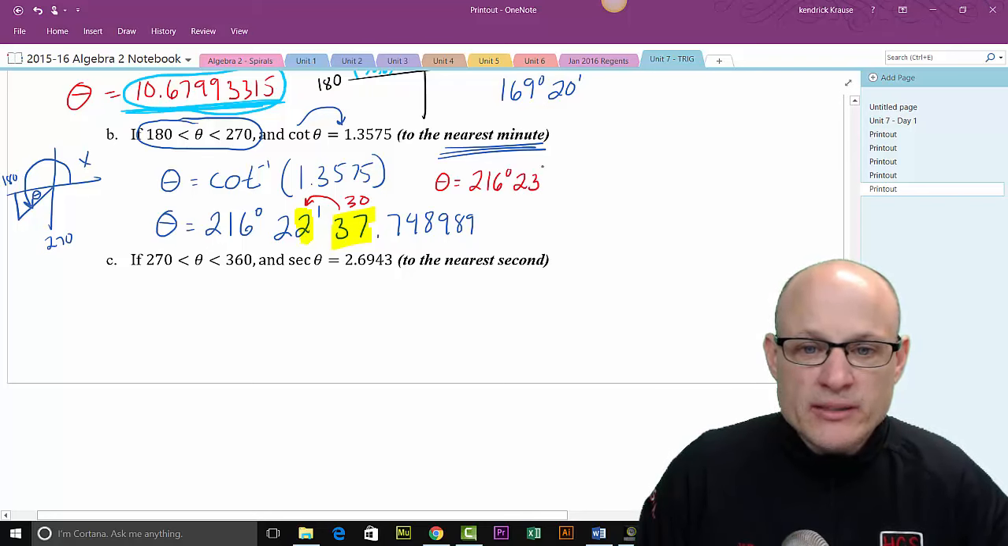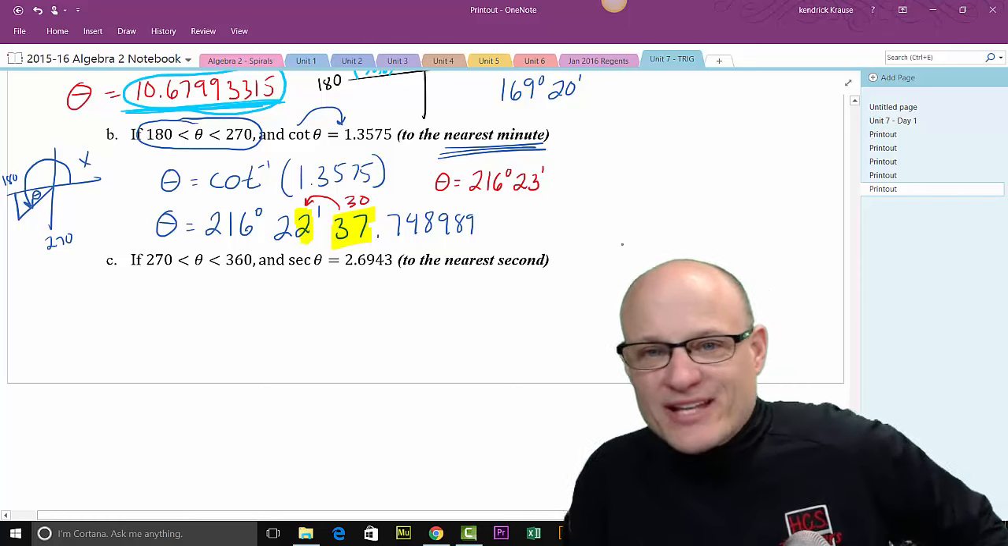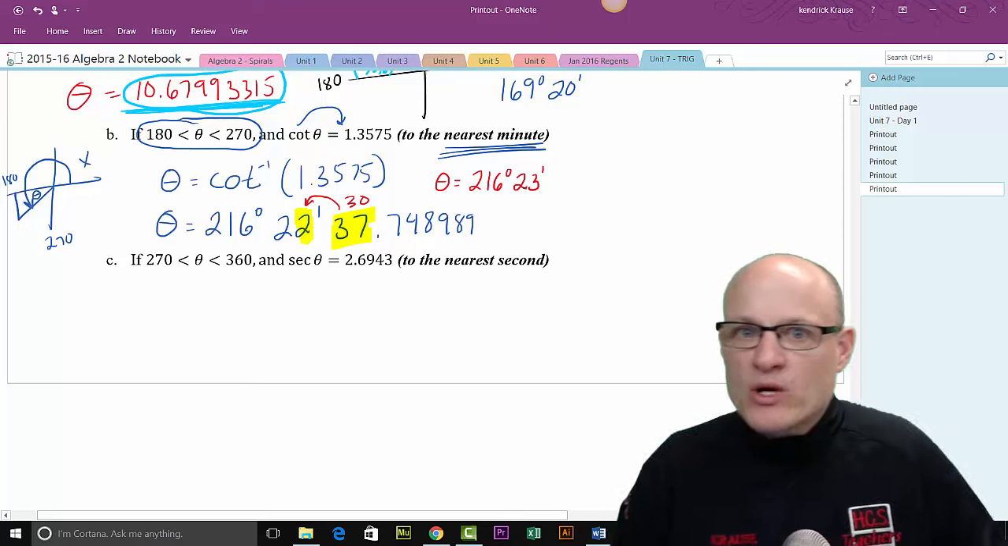And again, if you don't have this calculator, it might be a nice time to go get one. You're going to need one, something for college anyway.